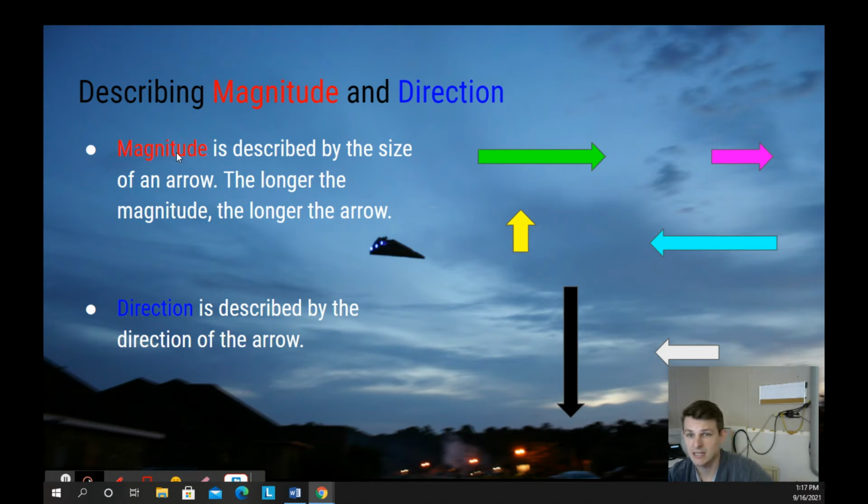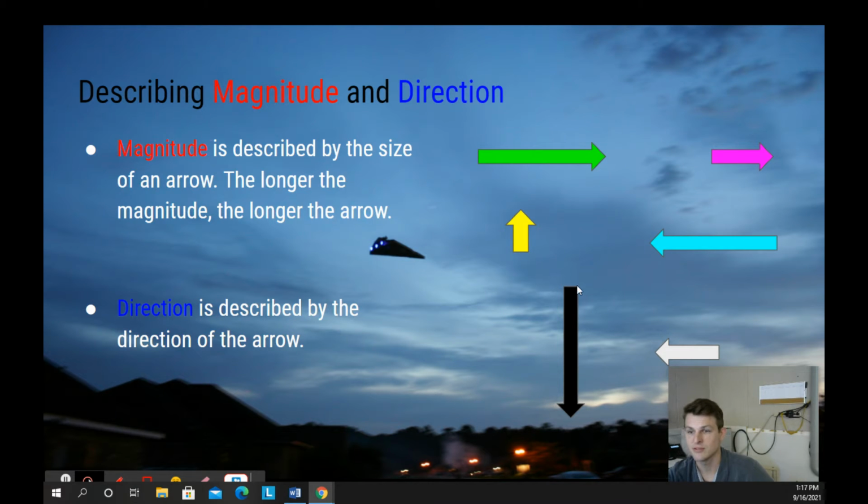I say this because magnitude is represented by the length, the size of the arrow, not the width, but the length. And direction is the direction of the arrow. So we use magnitude and direction with arrows, specifically in force diagrams, but we may use it in some other stuff. So in this case, this would be a smaller magnitude than this, and this would be about the same magnitude as this, but they're pointing different directions. So this is some different examples.